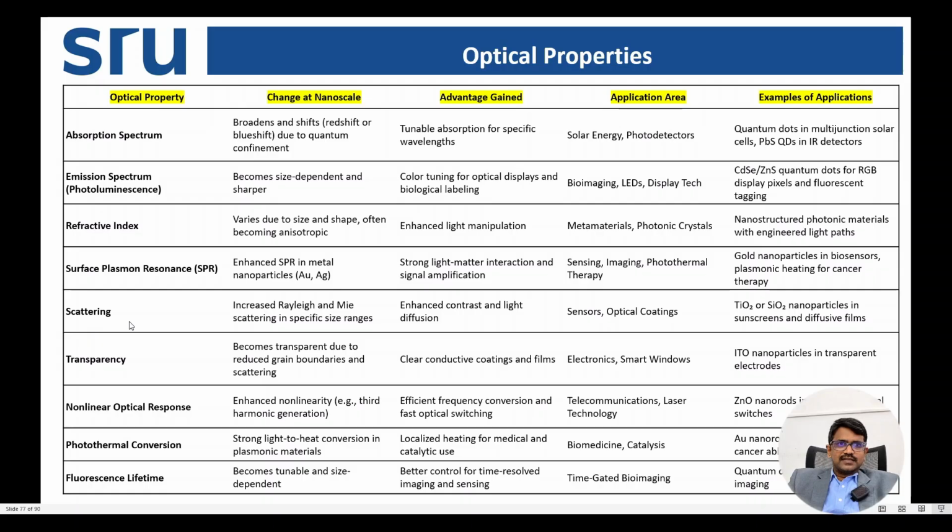Next one, scattering. Increased Rayleigh and Mie scattering in specific size ranges. So, what is the advantage? Enhanced contrast and light diffusion. Application area: sensors, optical coatings. Examples: titanium dioxide or SiO2 nanoparticles in sunscreens and diffusive films.